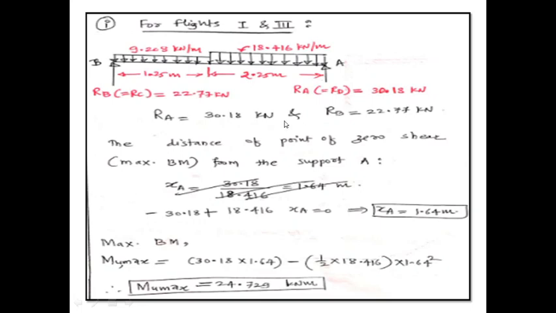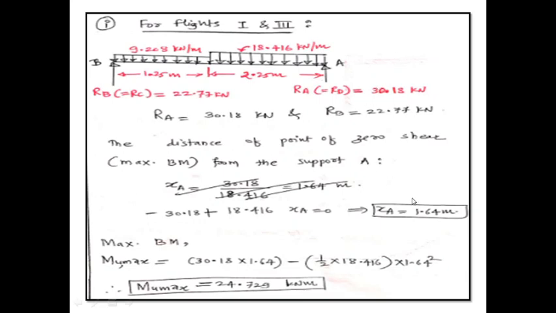Now someone may wonder how I directly considered the section here, as the maximum bending moment may be somewhere else also. But when I considered this section and equated the shear force to 0, my value came out to 1.64, which is greater than 0 and less than 2.25, that means my assumption is correct. Had my assumption been wrong, then this XA value would have been something absurd, it would have either given a negative value or some very large, impractical value.